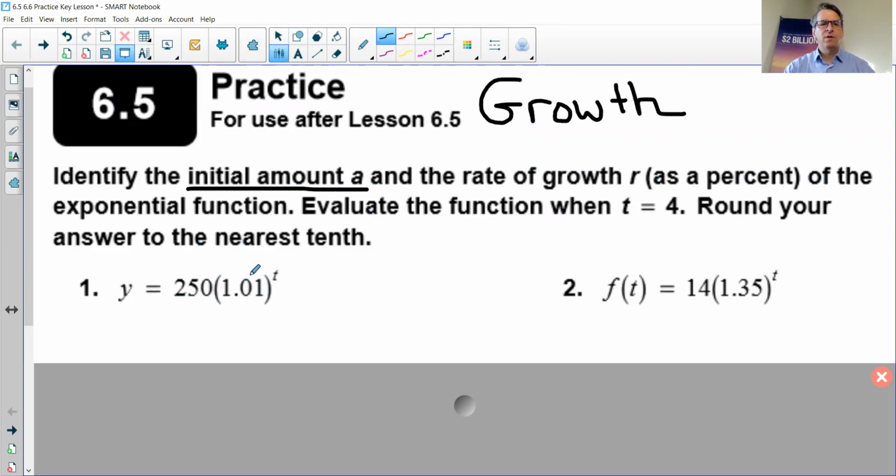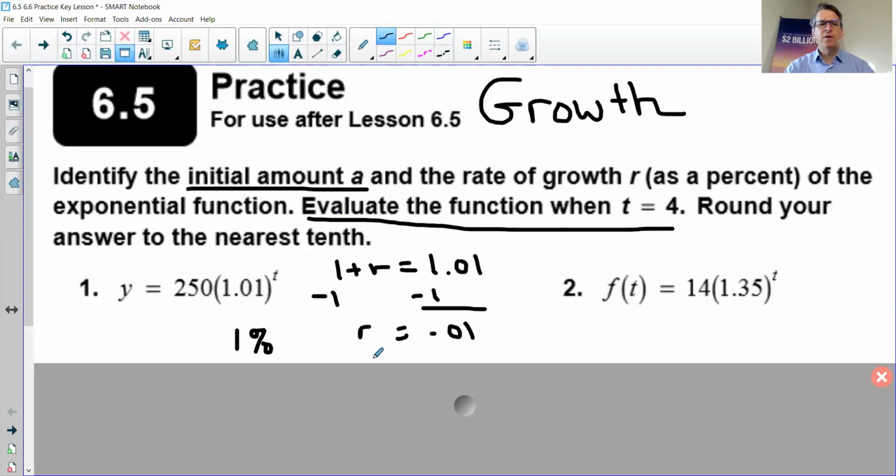You can see this is a growth function because 1 plus r is equal to 1.01. If I subtract 1 from both sides, I would have 0.01 is equal to r. Now that's a decimal equivalent, so in this case, it's 1% growth.